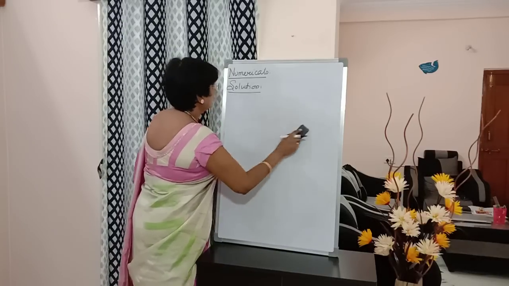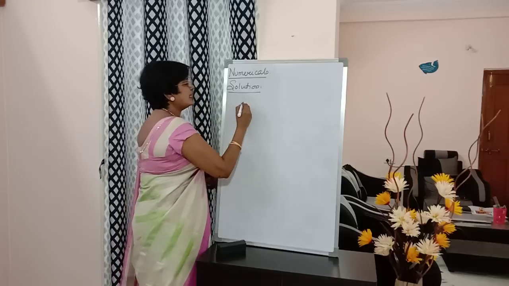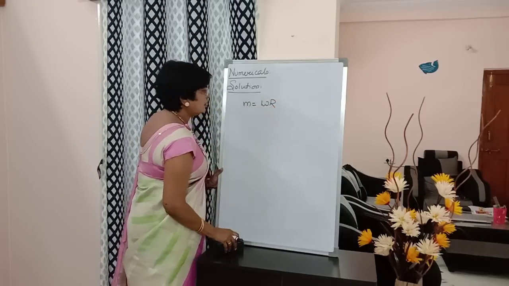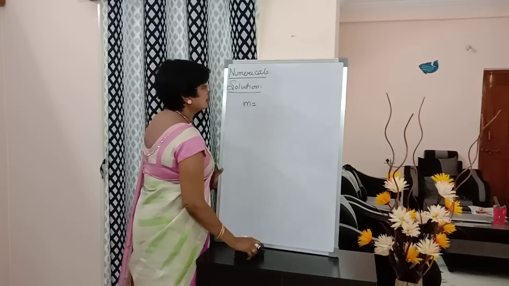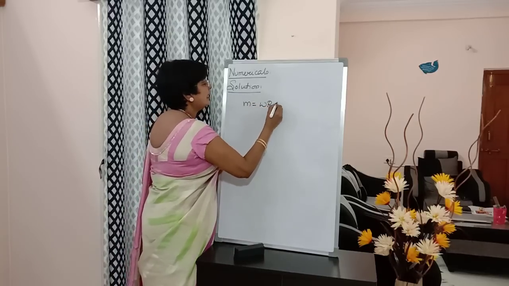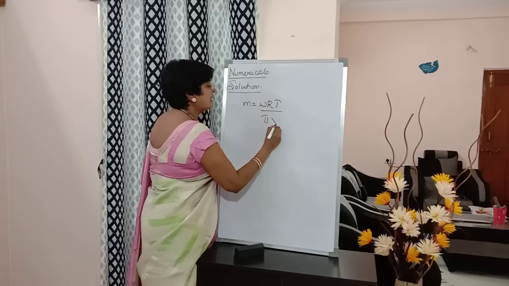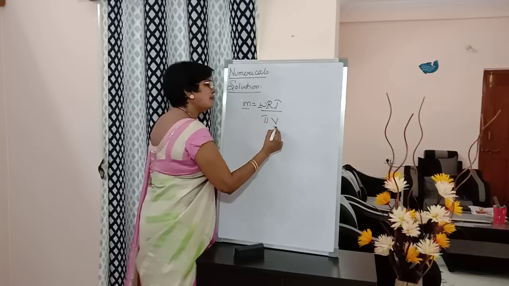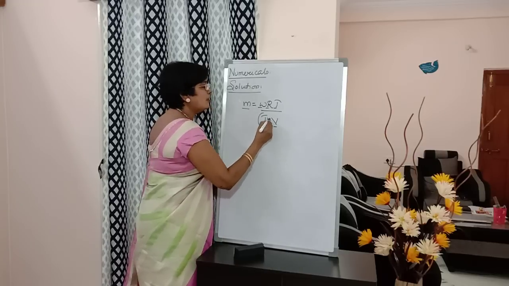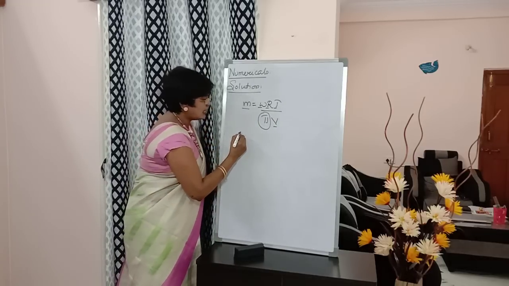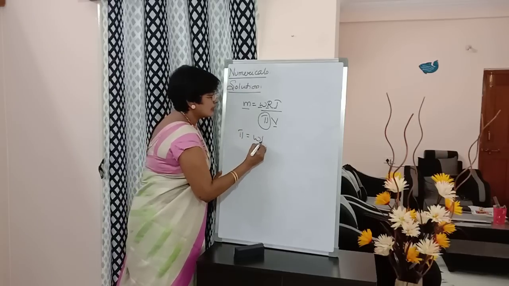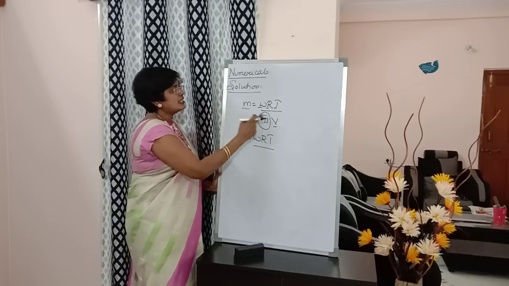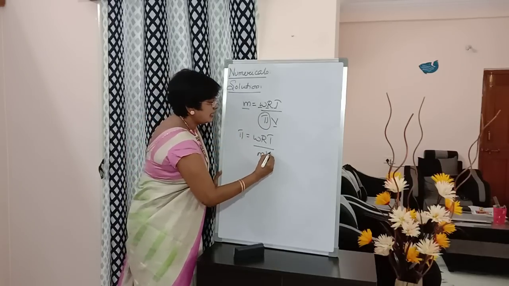So write down the formula, students. We know M is equal to small w into R into T by pi V. So we have M, we have W, we have R, we have T, we have V. We don't know pi. Okay. So write down pi is equal to WRT by, if M comes this side, it goes to the denominator, MV.